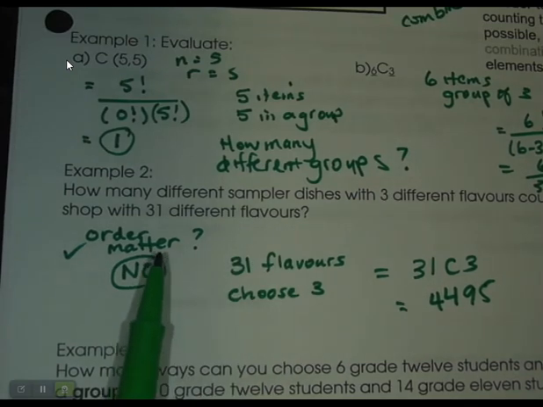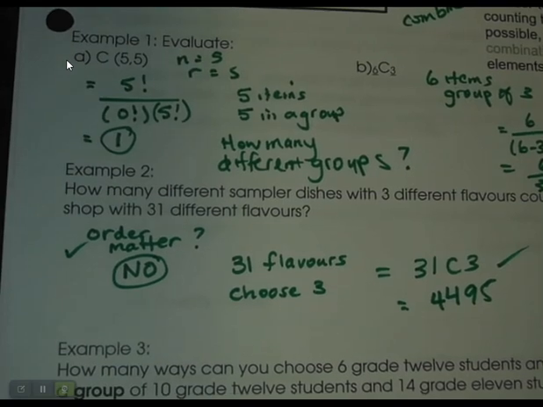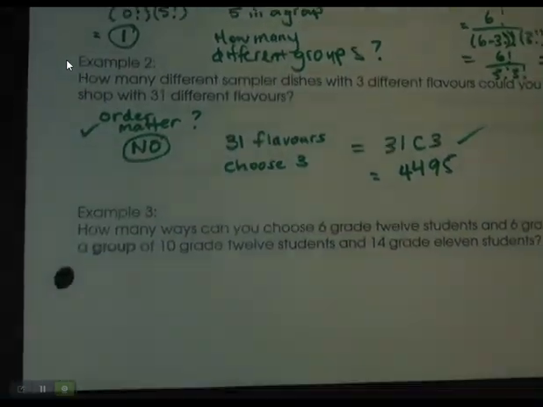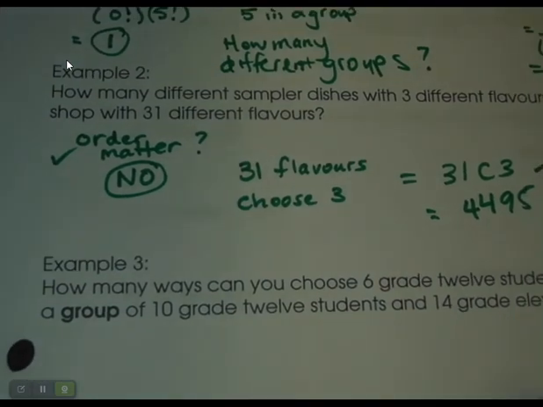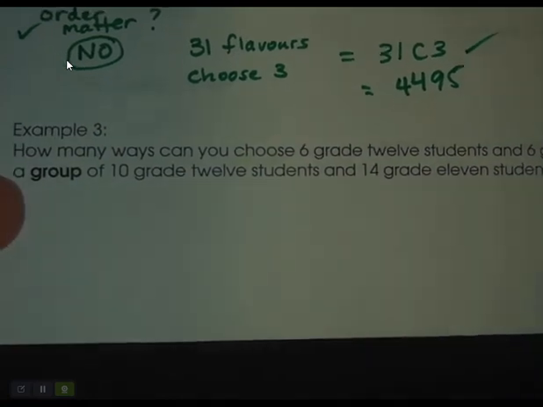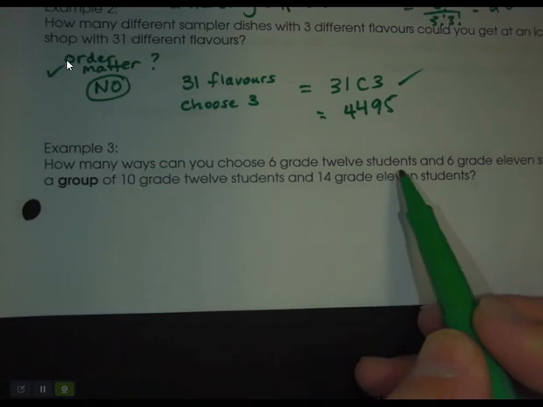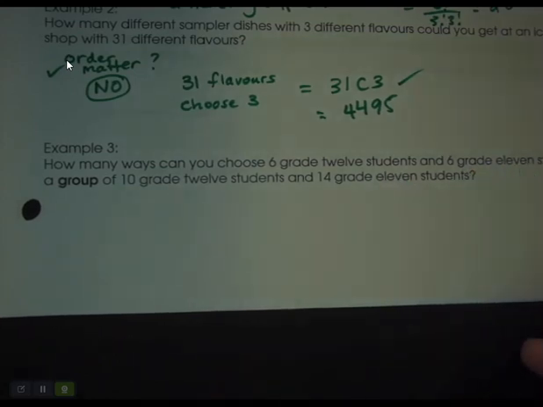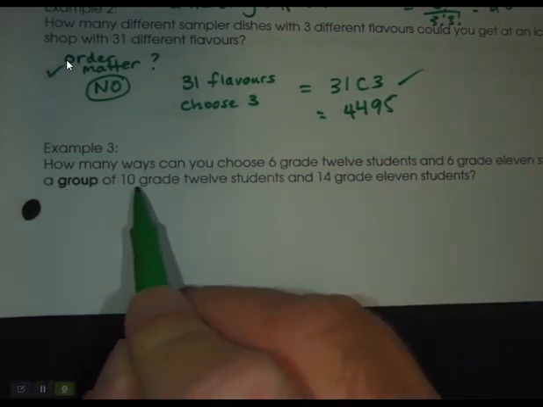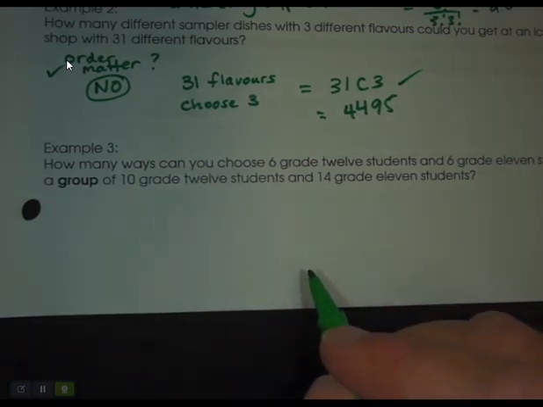This is the important part. Can we distinguish between a permutation and a combination? Combination, order does not matter. Sometimes we have different things. How many ways can you choose 6 grade 12 students and 6 grade 11 students from a group of 10 and a group of 14?